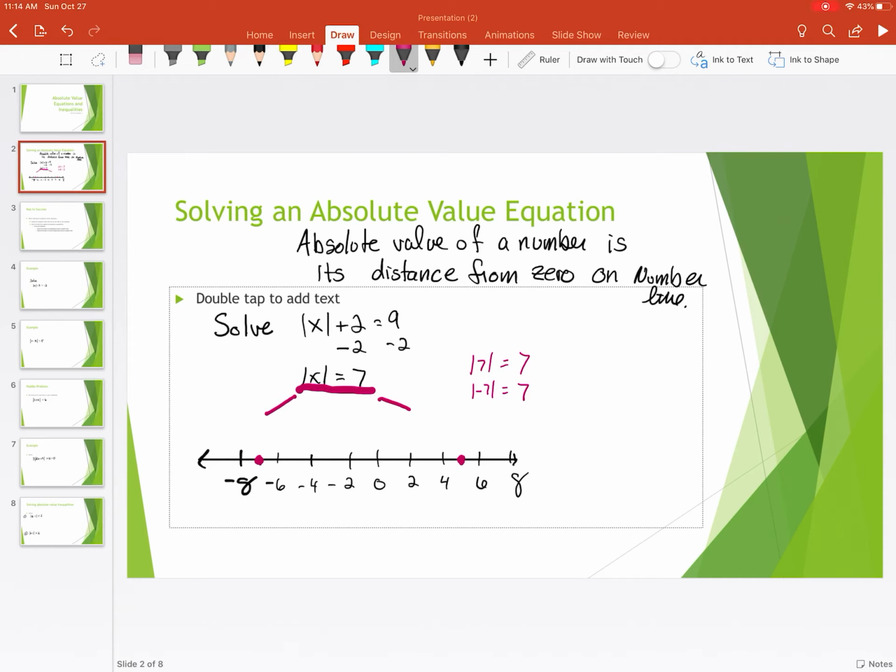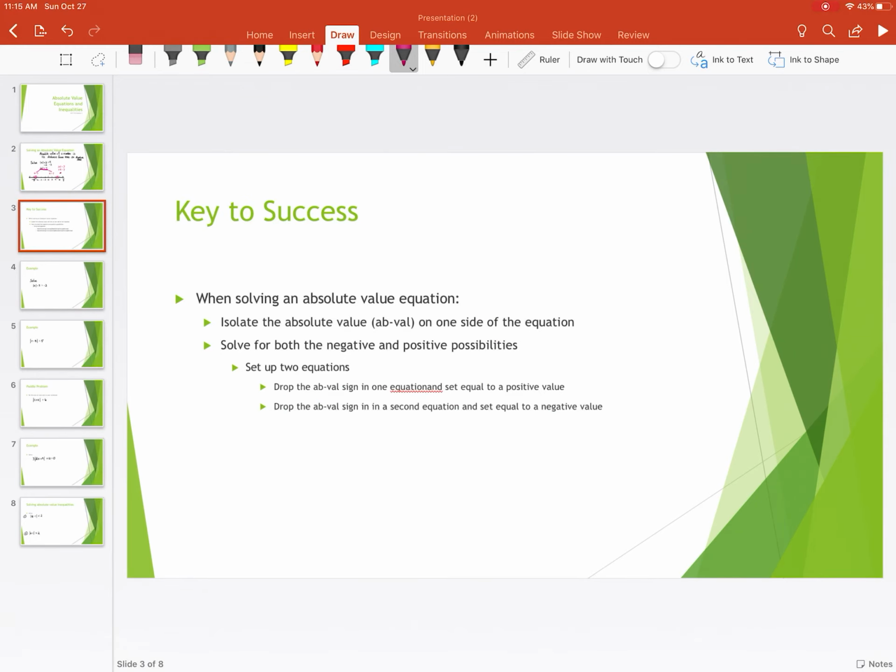So what we need to do is set 2 different equations, right? One is going to be equal to the positive, and one is going to be equal to the negative. And when we do that, we drop the absolute value bars. So now we have x equals 7, or over here, x equals negative 7. And we already know that's true because we've identified on the number line the 2 numbers that are 7 spaces from 0.